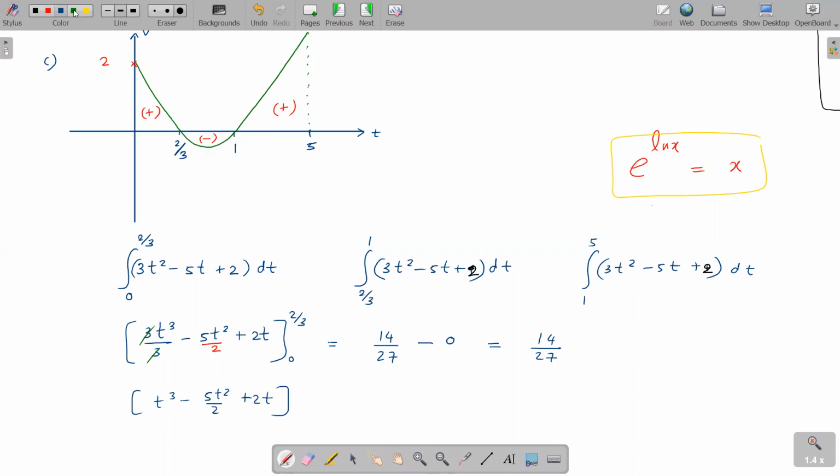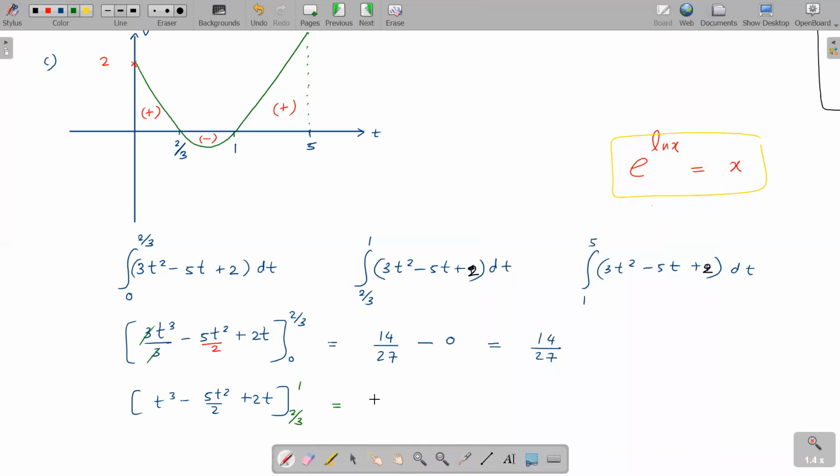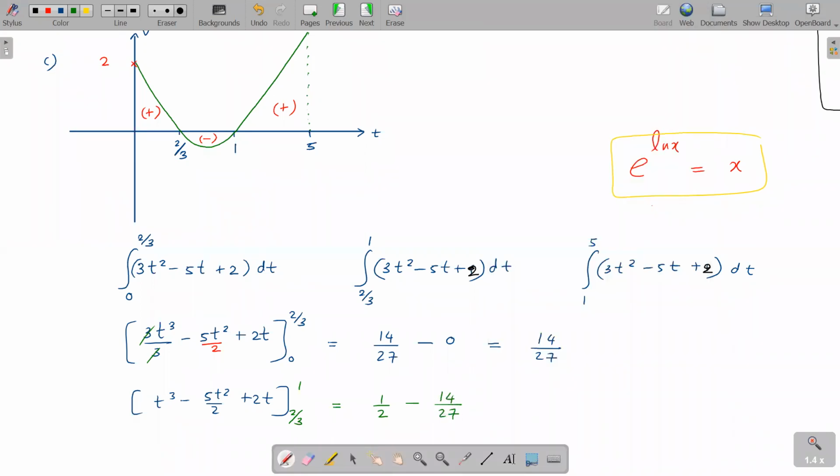What are the limits? Your limits are going to be from 2 over 3 to 1, right? Shall we first replace everything with 1? So in the first one, you replace everything with 1, and I get the answer half. I get the answer half minus, let's input the second limit. Do you agree with what I just did here? I replace x with 1 and I get the answer half. Again, we replace with 2 over 3. We should get the same answer as earlier, 14 over 27. So minus 14 over 27, because it is the first limit minus the second limit.